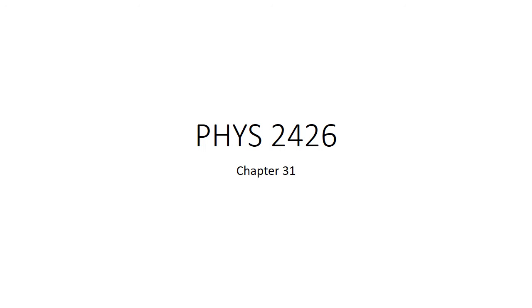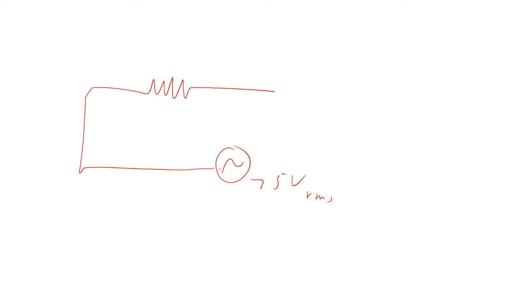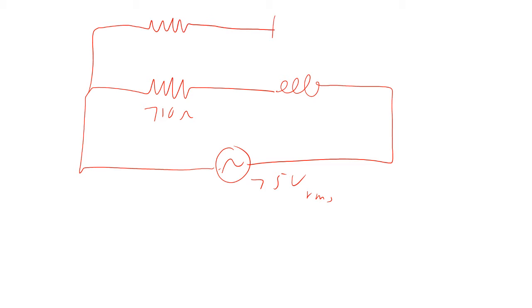So let's do one more limiting case here, and let's see what happens. Let's imagine that we've got a power supply right here, 75 volts RMS, and we have a resistor right here. We have an inductor right there, okay, and let's say the resistor is 710 ohms, and up here we have a resistor and a capacitor, and the capacitor is 240 ohms.